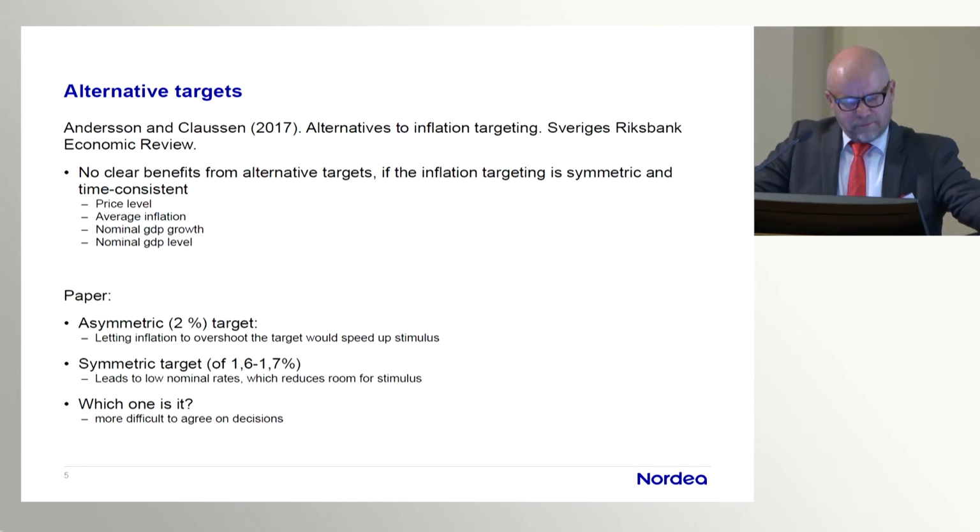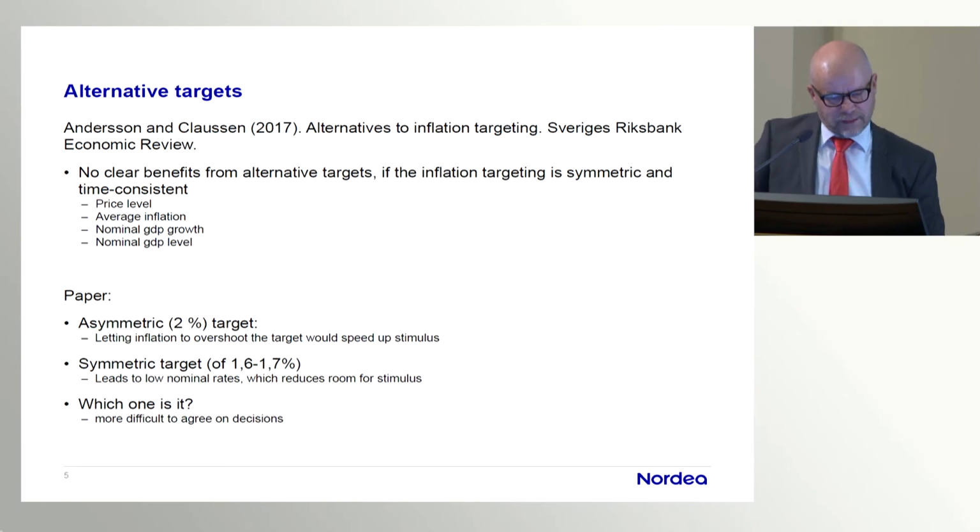Of course, the problem with a symmetric target is that because it's below 2%, someone may argue that it is then too low for stimulative purposes. Do you have enough room for stimulus if your symmetric target is so clearly below 2%? Of course, if it's 2%, you lack speed of stimulus. So with the symmetric target, you get rid of this problem.